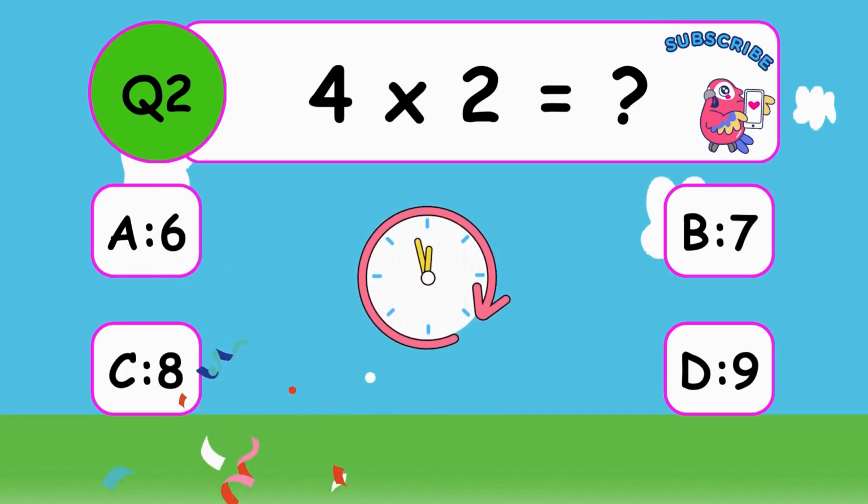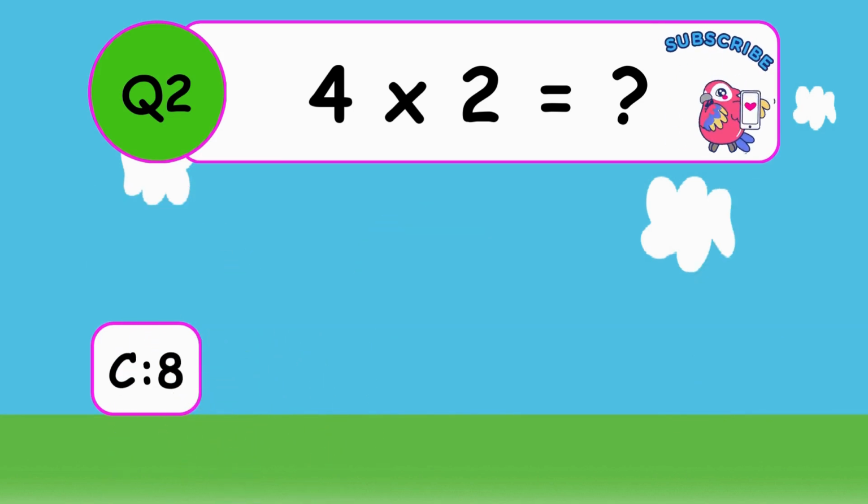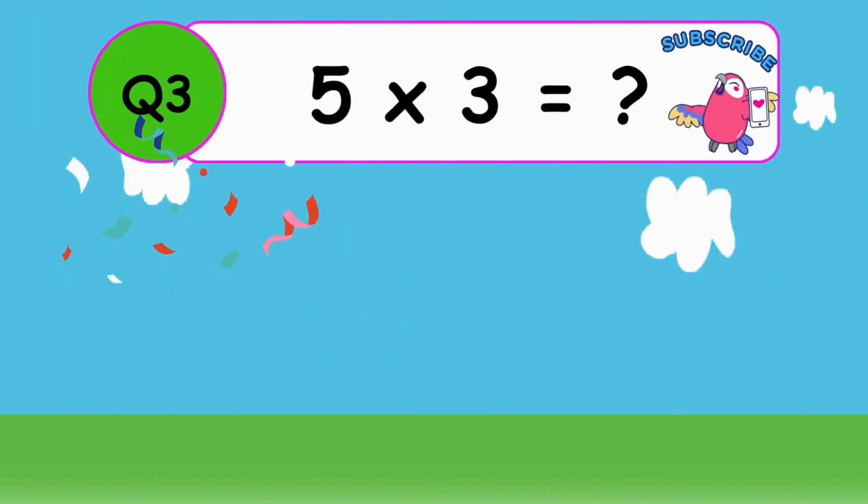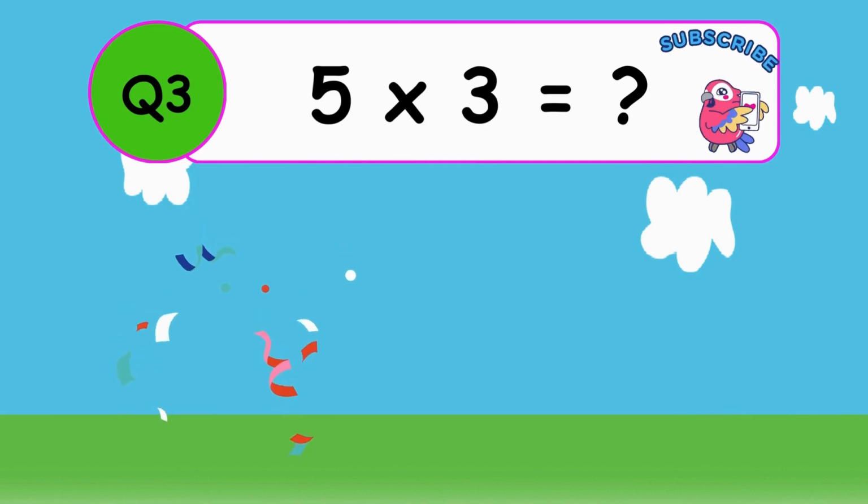The correct answer is C, 8. 4 times 2 is equal to 8. What is 5 times 3?